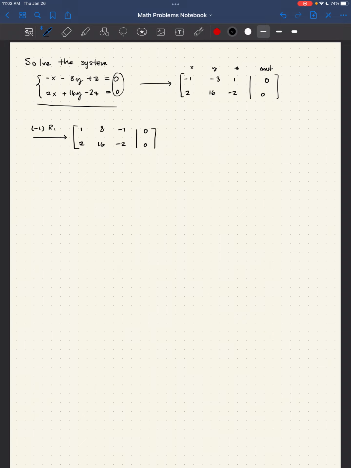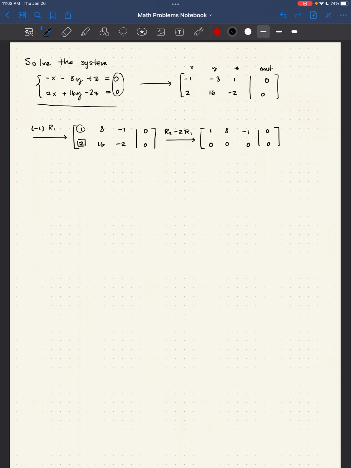Now, the process of elimination says that once you select a pivot, you want to eliminate every single element in that column, right? So since this is our pivot, we want to get rid of these two. So how do we do that? Well, to row number 2, we subtract 2 times row number 1. And we obtain the following: 1, 8, -1, 0, 0, 0, 0, 0.